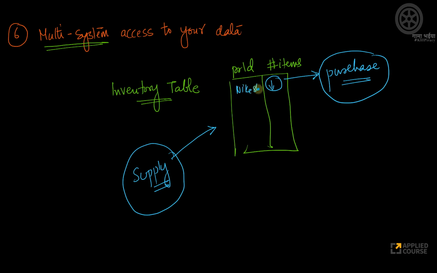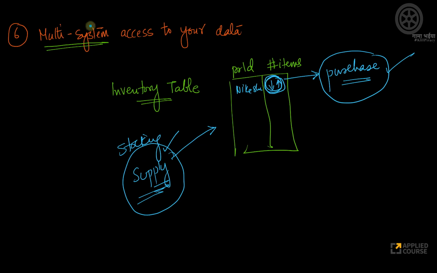Imagine that this is a Nike shoe. There are people at Amazon who are responsible for stocking. This is called the stocking system. What this system does is it orders from Nike, and whenever Nike sends some shoes, they increase the amount here. So if you think about it logically, the purchasing system and the stocking system both have to access this data simultaneously.